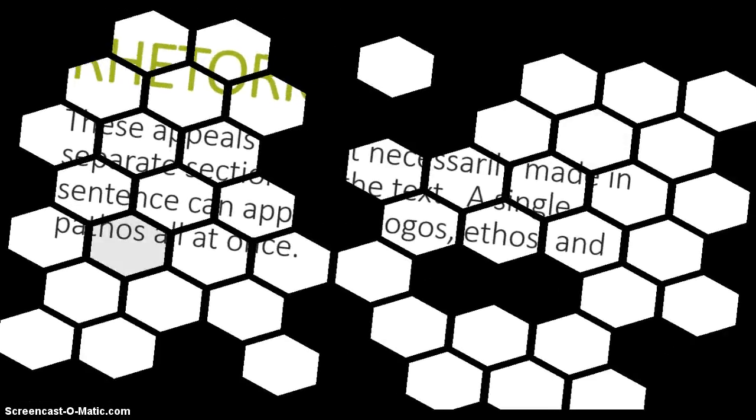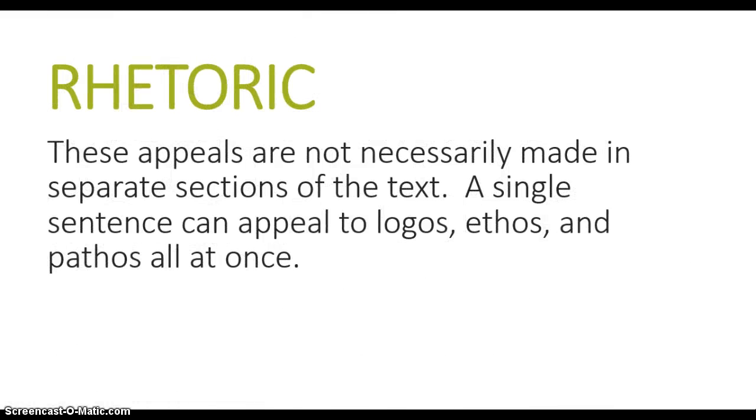Now, these appeals don't have to be made in separate sections. You don't have to say, okay, now I'm appealing to logos, now I'm appealing to ethos, now I'm appealing to pathos. You can do that in a single paragraph. Even a single sentence can touch all of those appeals at once. This is what a skilled writer does. They craft their paper, their argument, their story, whatever it is that they're making, so carefully that it touches all of these appeals simultaneously.